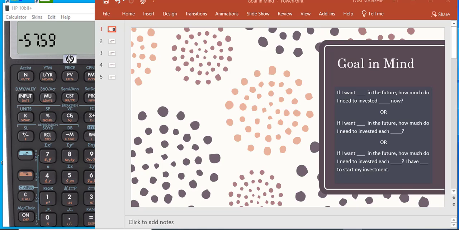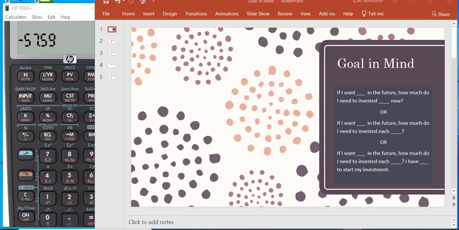So today we're talking about goal in mind. We have a future dollar amount that we want. We need to figure out how much we need to put away now in order to reach that goal in the future. So maybe you want 30,000 for a down payment for a new house in 10 years. Maybe you want to save up for your retirement, which you need 2.5 million in 50 years. How much do you need to save each month in order to reach that?